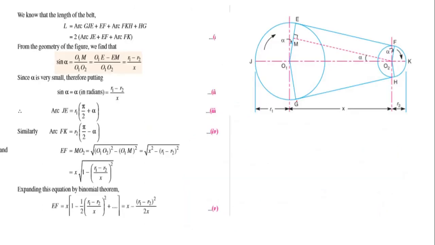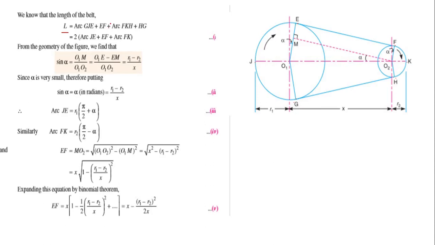Now what is the length of belt? The total length of belt L is the arc G, J, E, plus length E, F, plus the arc F, K, H, and the length G, H. So this is the total length of belt. Two arcs: one from G, J, E, and the second arc in the smaller pulley is F, K, H, and two lengths, that is E, F and G, H. This is the complete length of belt.